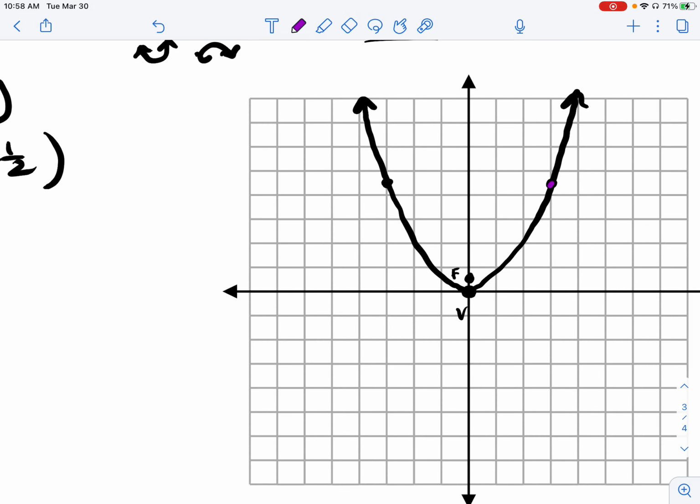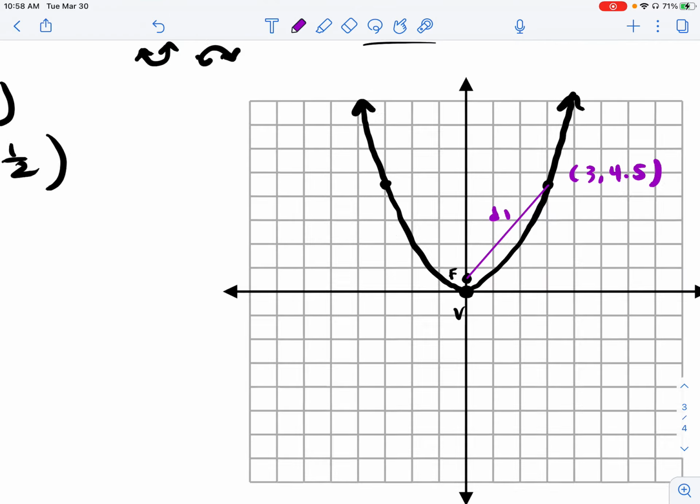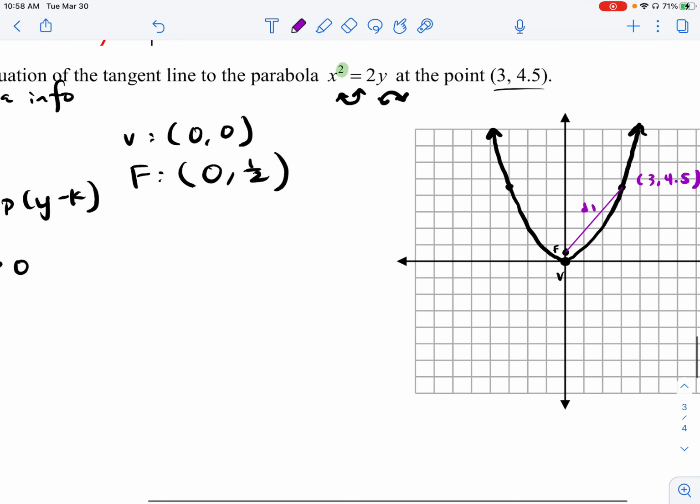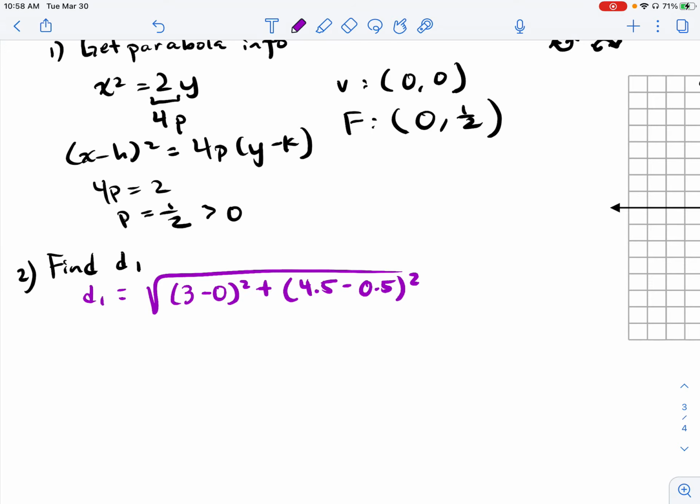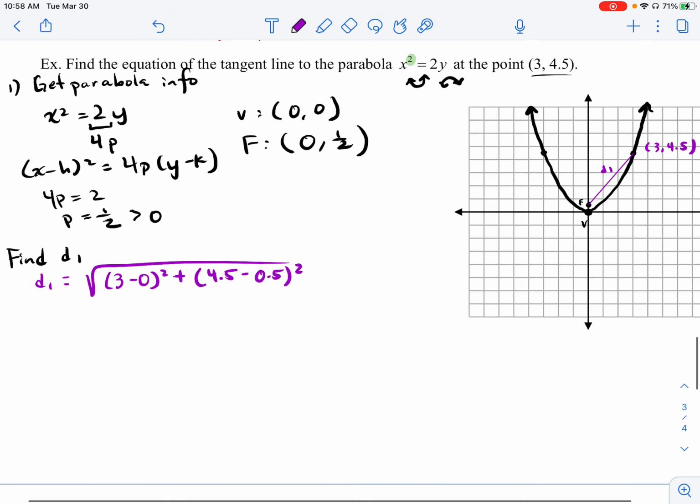So D1 is going to be the distance from that point of tangency to our focus. Okay, so this point here was (3, 4.5). So the distance from the point of tangency to our focus. Well, how can we find that distance? Well, the same way we'd find any distance of a line segment, we're just going to use the distance formula. So d1 is equal to the square root of (3 minus 0) squared plus (4.5 minus 0.5) squared. All I'm doing right now is the distance formula between these 2 points, my point of tangency and my focus.